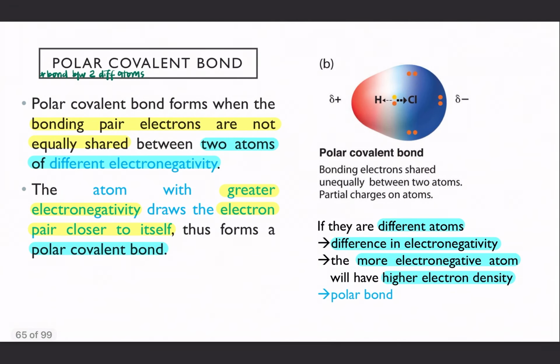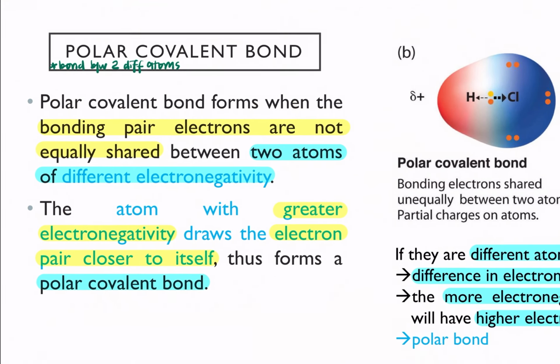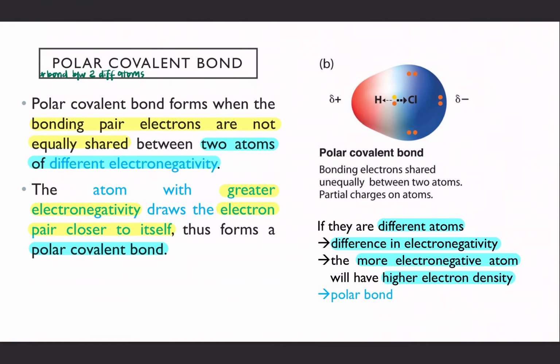Okay. So next we have our polar covalent bond. Our polar covalent bond is formed when the bonding pair electrons are not equally shared. So this will occur between atoms of different electronegativity. Therefore, different atoms. Okay. So the atom with the greater electronegativity will pull the electron pair closer towards itself. Okay, this is chapter 3, recall. This forms a polar covalent bond.